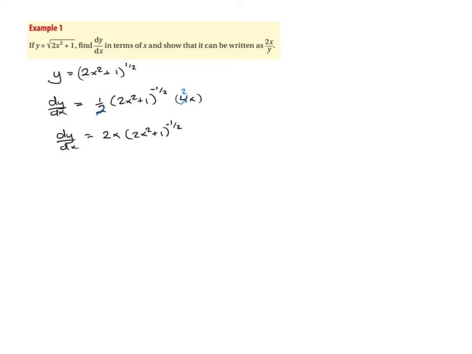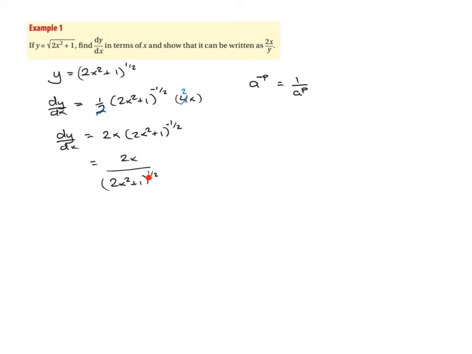Because of our index law. Remember, the index law says that a to the minus p is equal to 1 over a to the p. So if it's a negative, we can take it underneath. So let's do that next. That now means we have 2x over 2x squared plus 1 to the power of a half.